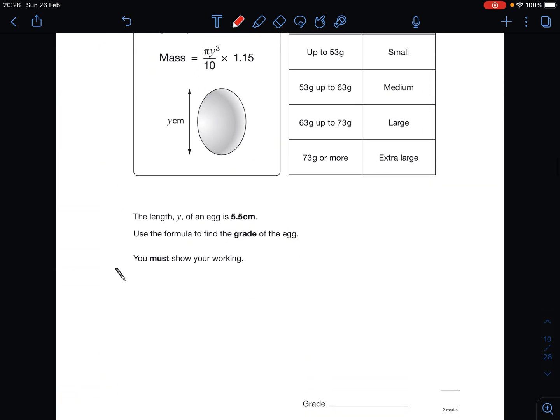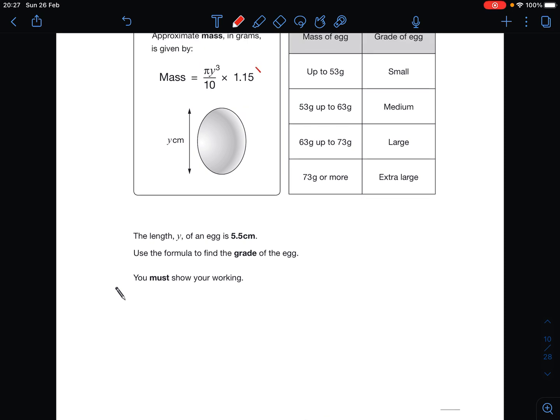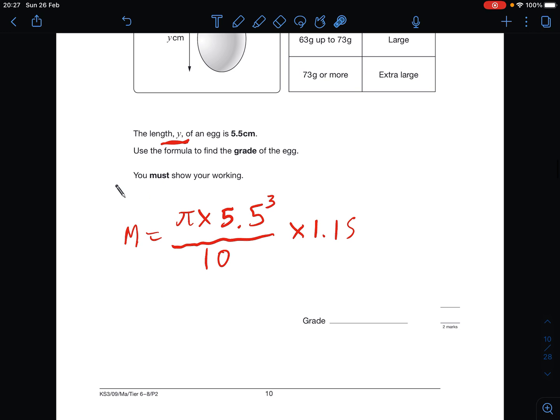Speaking of using your calculator on a paper, this one is very straightforward. You're given this formula and you're told what y is. So all I'm going to do is say mass is equal to pi times, notice how I include a times sign, because I can't just write pi and then a number, that's not mathematically correct. So I do pi times 5.5 cubed, all divided by 10. Then, at the end, I times by 1.15.